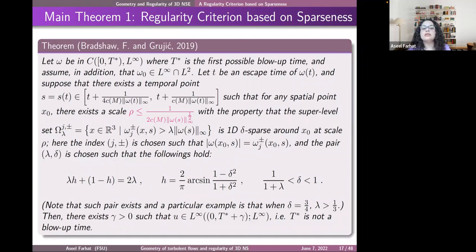And this suggests that the dissipation length scale of the problem should be comparable to the radius of analyticity, as expected. Now, the other numbers here: what is rho, what is delta, what is h? These are just constants. You just have to play with the constants carefully so that you can close the estimates. But these are the minor details in the proof.